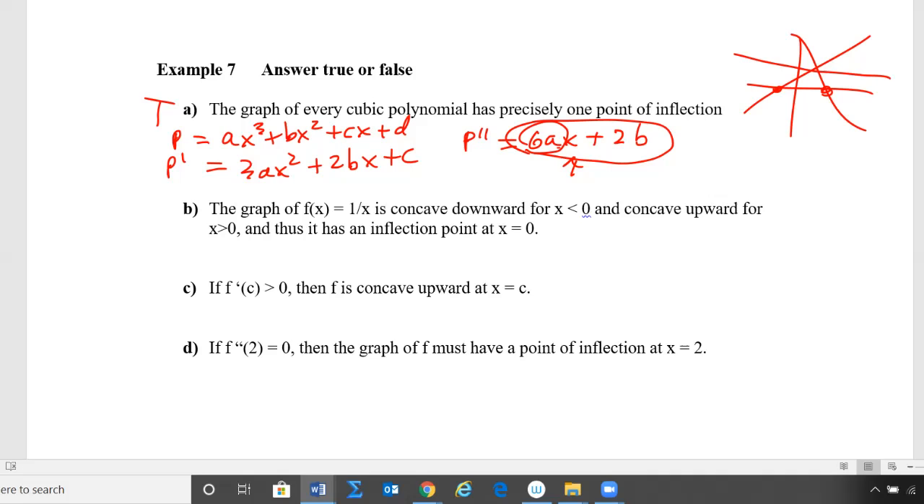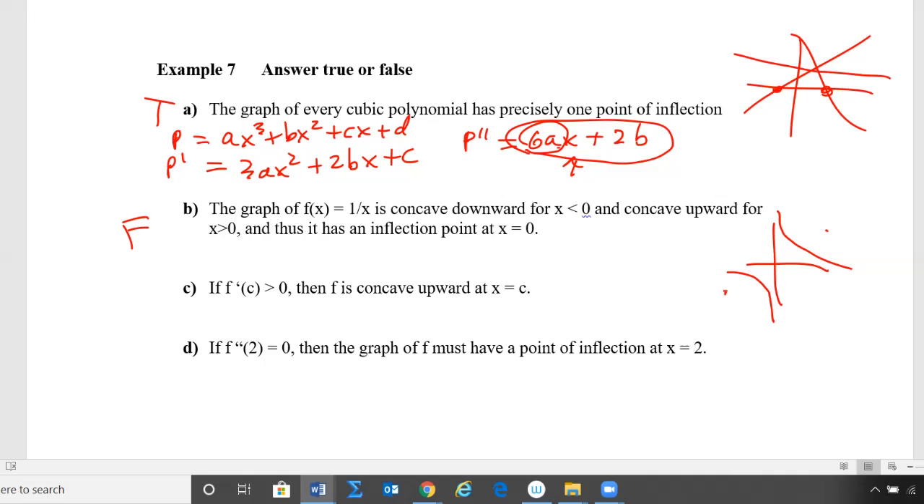Okay, next one. This graph is concave downward for negative x and concave upward for positive x, and therefore it has an inflection point at x equals 0. Well, inflection points do occur when the concavity changes. However, this one, if you remember what it looks like, does that and that. It does not have a point at x equals 0. So even though the concavity is down, up, it's not an inflection point. It's an asymptote. Okay, so that's false.